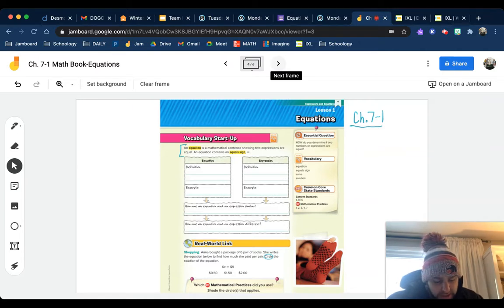Okay. So if we're looking down below at the bottom here, it says Anna bought a package of 6 pair of socks. She writes the equation below to find how much she paid per pair. Circle the solution of the equation. So we need to figure out if this 6 times x equaling $9, how much was each one?